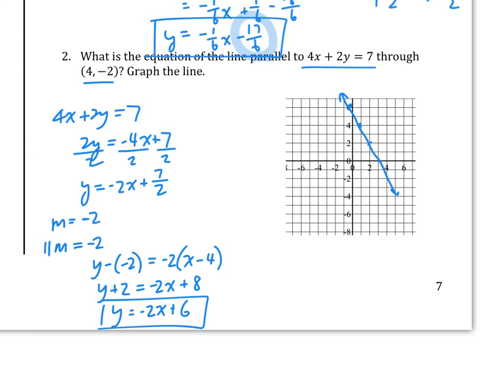All right, go ahead and check your answer. The answer is y equals negative 2x plus 6, and then you can see that the line is shown on the right.